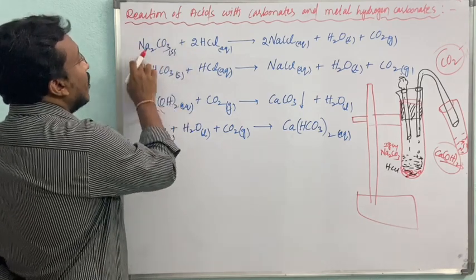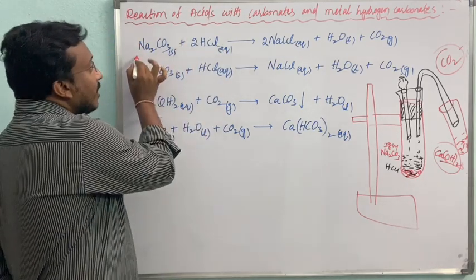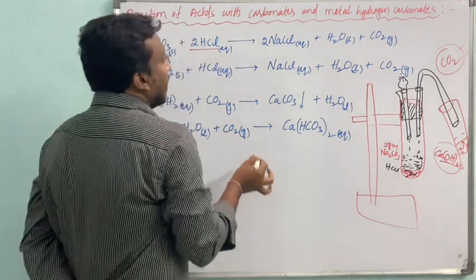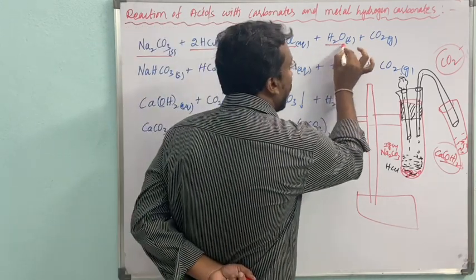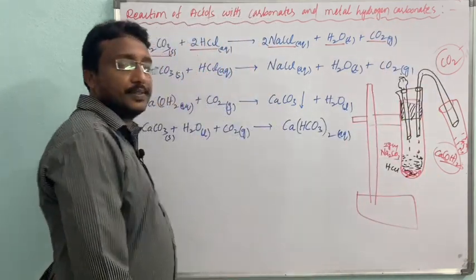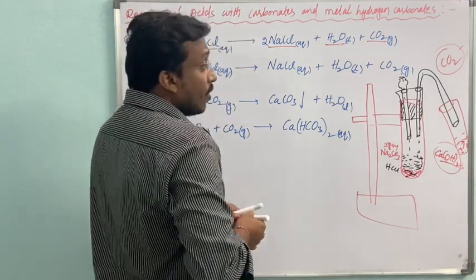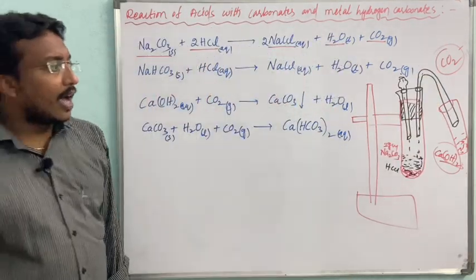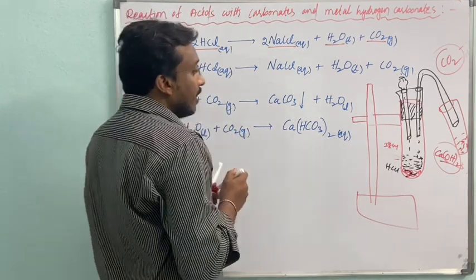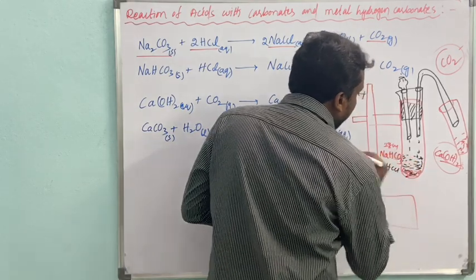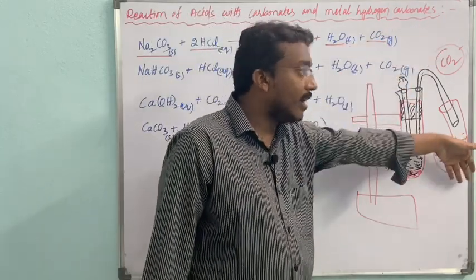Then what reaction takes place? Sodium carbonate is reacted with hydrochloric acid. When sodium carbonate reacts with HCl, it gives sodium chloride as well as water and carbon dioxide gas. This is the reaction of acid with carbonate. After this, take one more test tube, and instead of sodium carbonate, take 1 gram of sodium hydrogen carbonate. Again I have added HCl, and again I tested the gas which is evolved from the reaction.